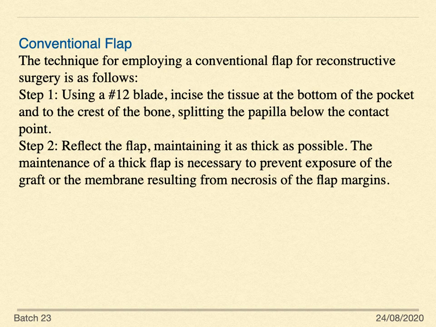The technique for employing the conventional flap for reconstructive surgery is using a number 12 BB blade, incision of the tissue at the bottom of the pocket to the crest of the bone, splitting the papilla below the contact point. Reflect the flap, maintaining it as thick as possible. The maintenance of the thick flap is necessary to prevent the exposure of the graft material or the membrane. Right? That is the idea of doing a conventional flap. So the entire flap is raised, the graft area is debrided, the defect will be filled with graft and membrane, and the flap is sutured over the graft and membrane.